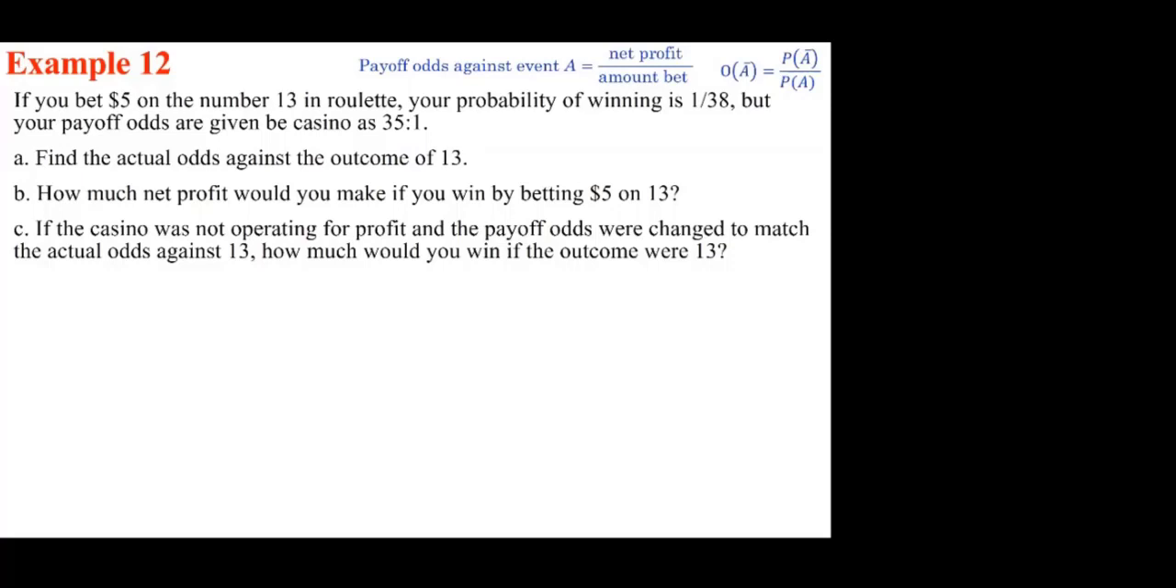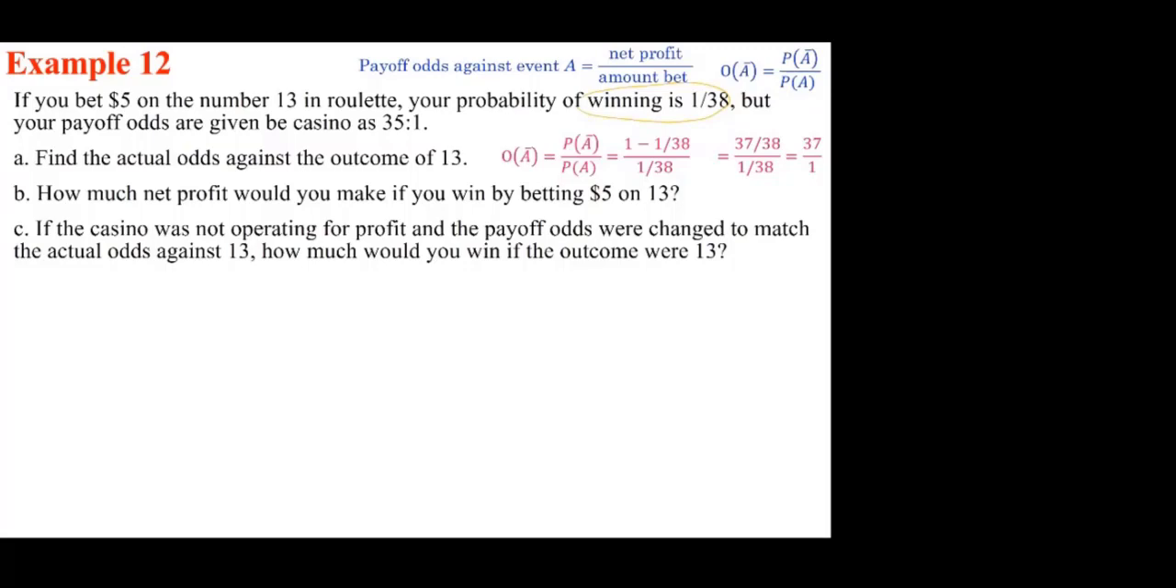So we want to find the actual odds against the outcome of 13. So we follow the formula. At the very top in blue, we have the formula and we just put it in. Remember, the probability of winning is 1 over 38, and that is the probability of A. So the top is 1 minus 1 over 38. The bottom is 1 over 38. This is a simple case. We get 37, and we normally write it as 37 over 1 or 37 to 1.